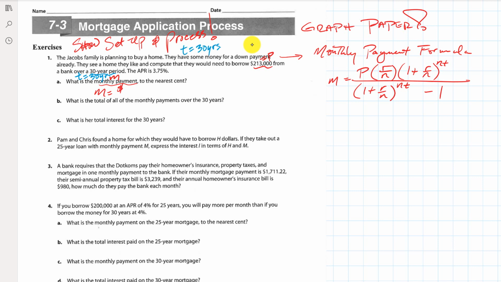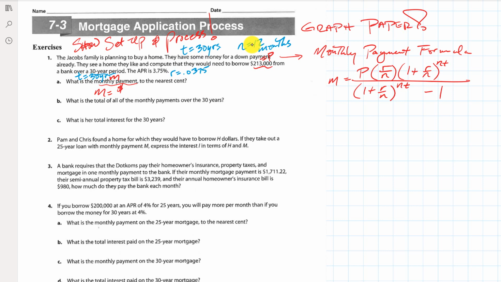Cool. The APR, the interest rate, is 3.75%. So as a decimal, it's 0.0375. All right, and we want a monthly payment. So N is equal to 12, because there's 12 months per year. Okay, so I know what N, T, and R are. I know everything right here.